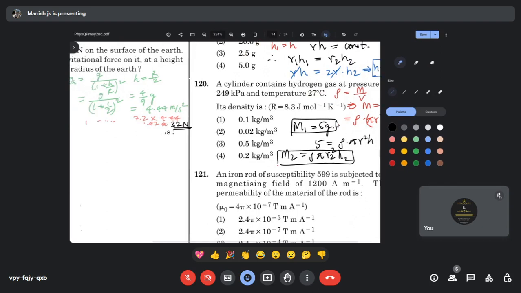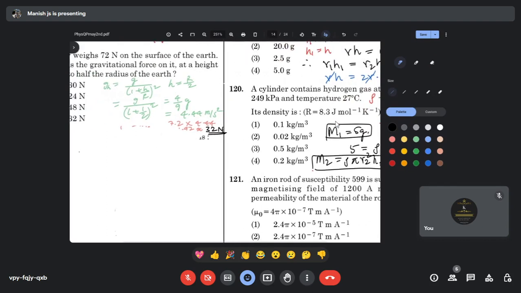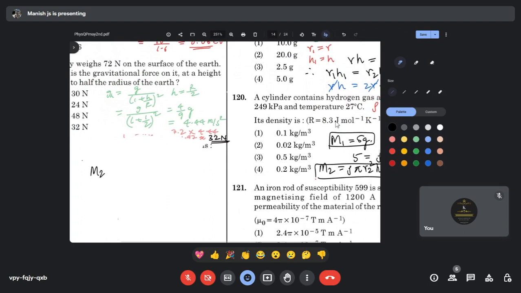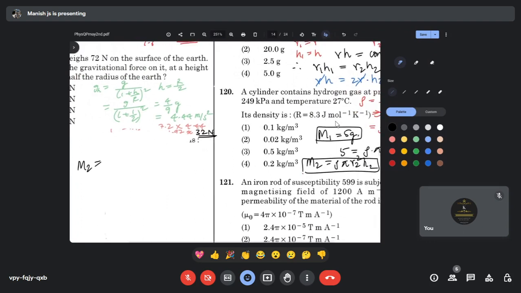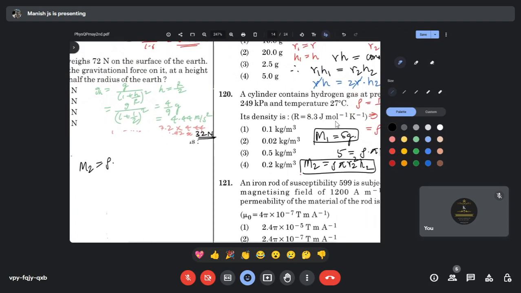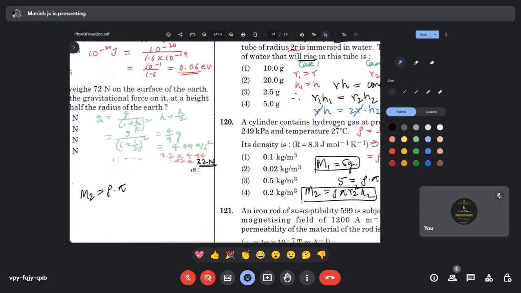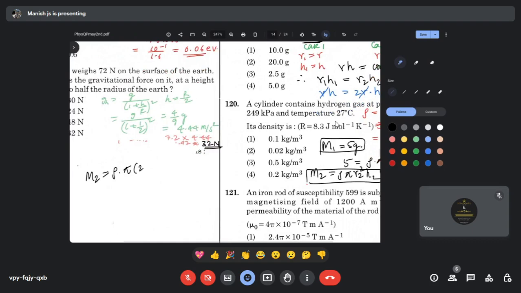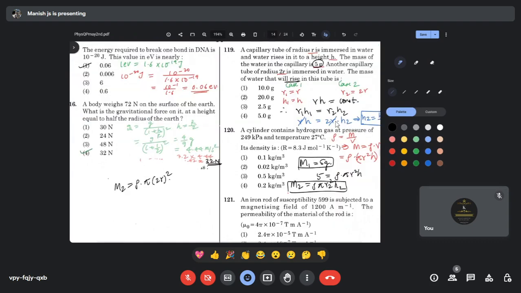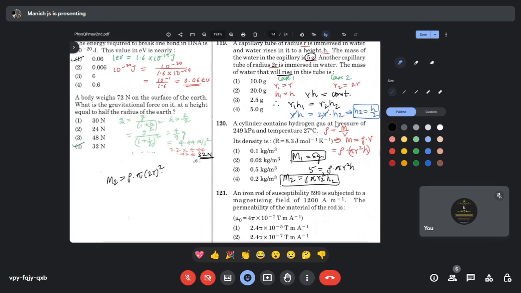So here, substitute the values that you have. m2 is equal to rho into pi. What is r2? r2 is given in the question as 2r. Substitute the whole square times height. Height also we have found out: h2 is h by 2. I'm substituting it. Now go for the simplification.